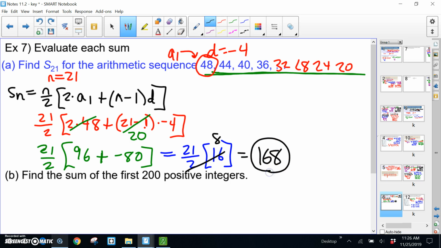So there's your answer. I would prefer you write it like this: S21 equals 168. What that says is the sum of the first 21 terms in that sequence is 168.